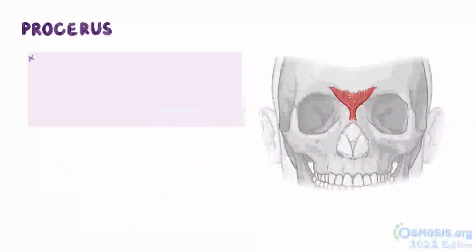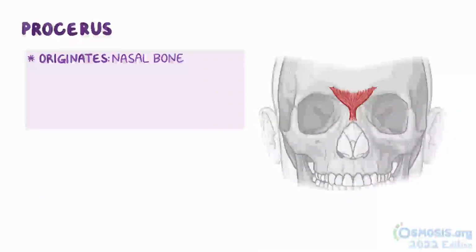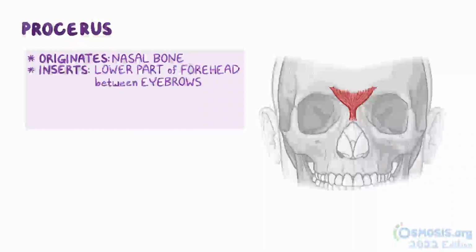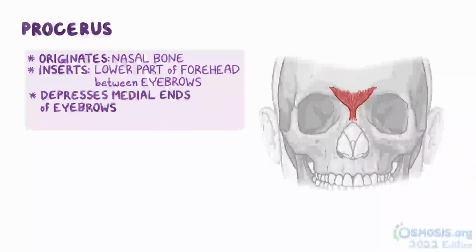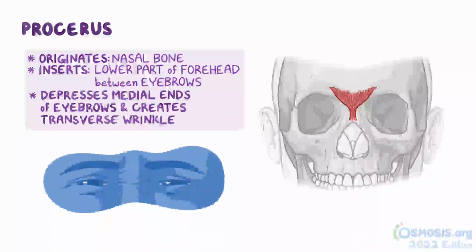The procerus originates on the nasal bone and the lateral nasal cartilage and inserts onto the skin in the lower part of the forehead, between the eyebrows. When it contracts, it depresses the medial ends of the eyebrows and creates transverse wrinkles on the dorsum of the nose.